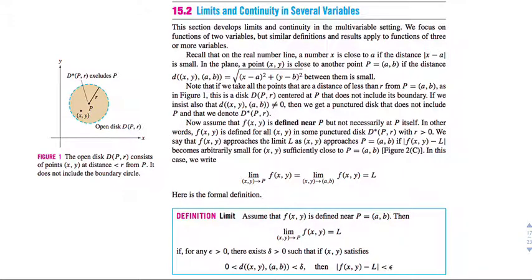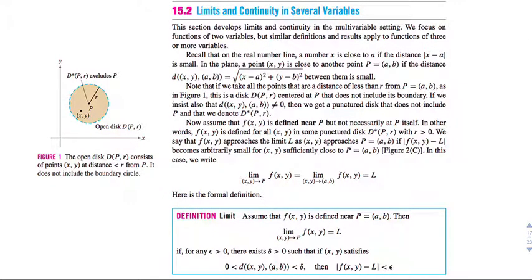Recall that on the real number line, a number x is close to a if the distance, the absolute value of x minus a, is small. So those 2 points are close if that distance is small. Then in the plane, a point (x, y) is close to another point (a, b) if the distance between those 2 points, again using the distance formula, the square root of (x minus a) squared plus (y minus b) squared, is small.